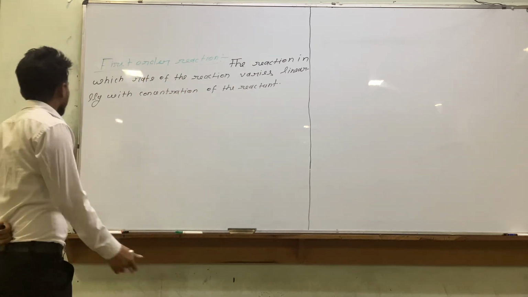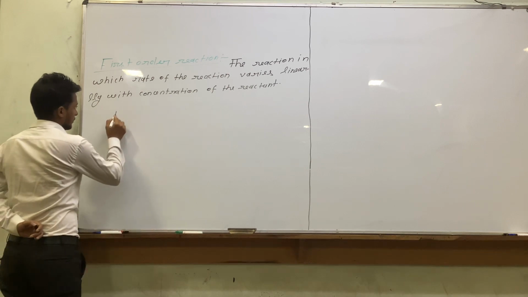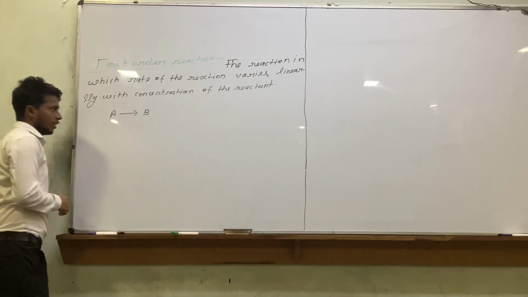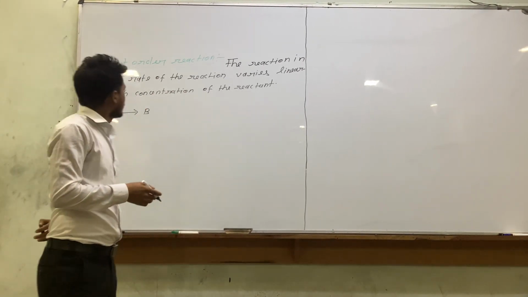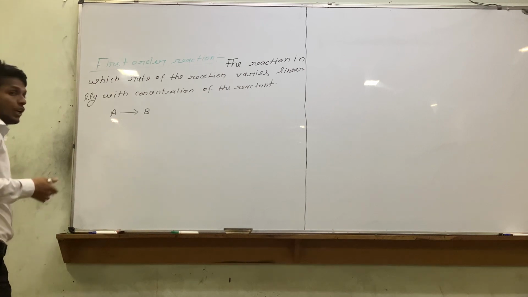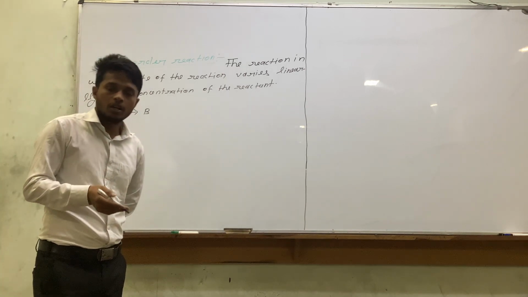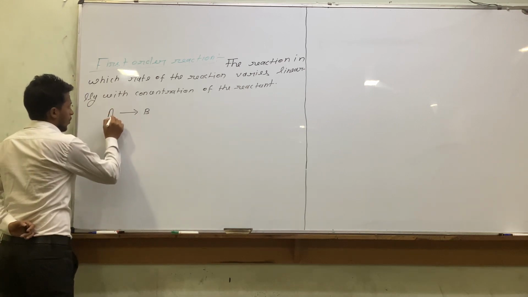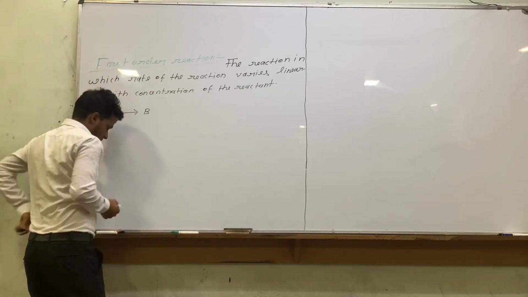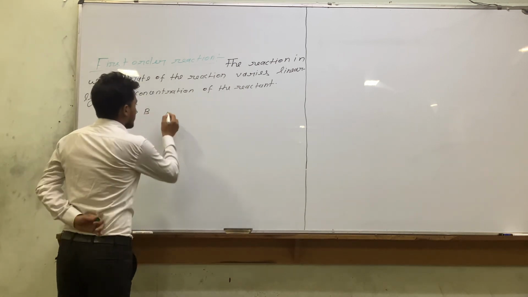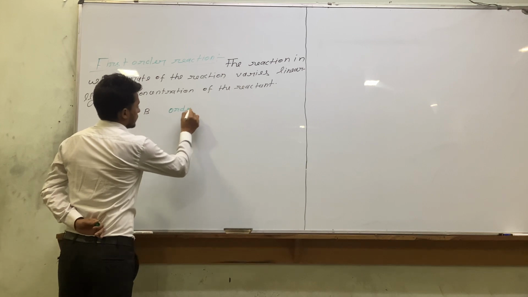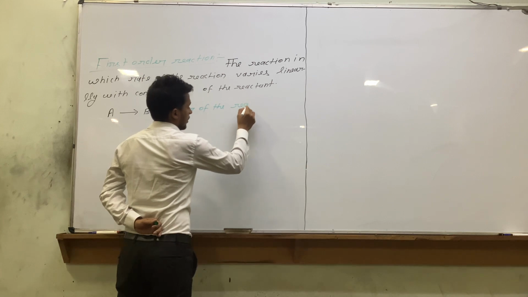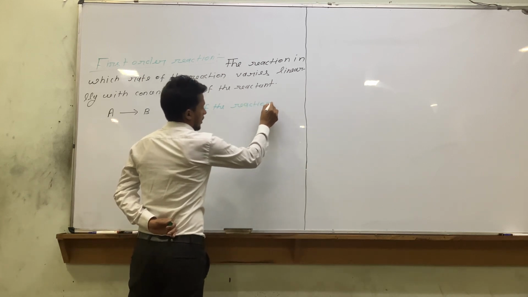Let's say I have a balanced chemical reaction like this, in which A gives B. This is the first order reaction. This is the balanced chemical reaction in which stoichiometric coefficients are 1 and 1 respectively. Let us assume order of the reaction is equal to 1.